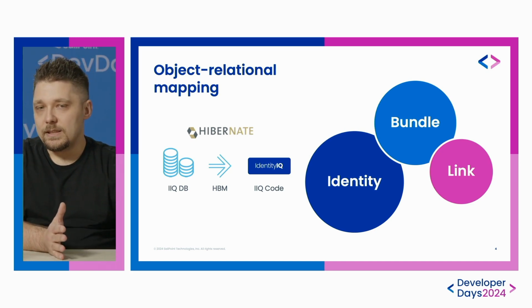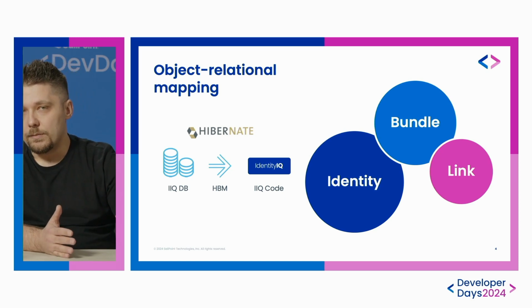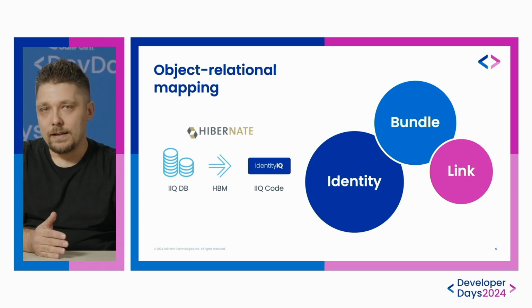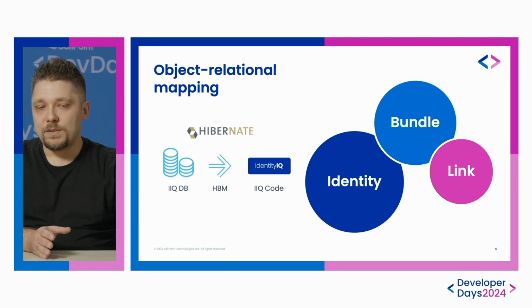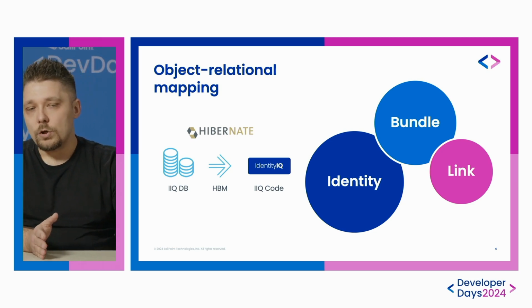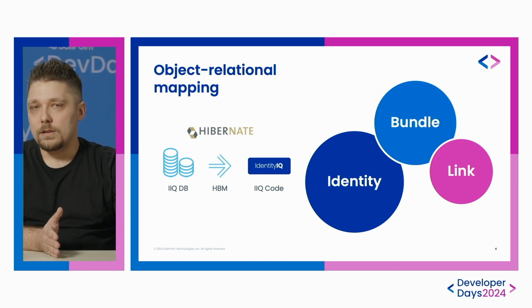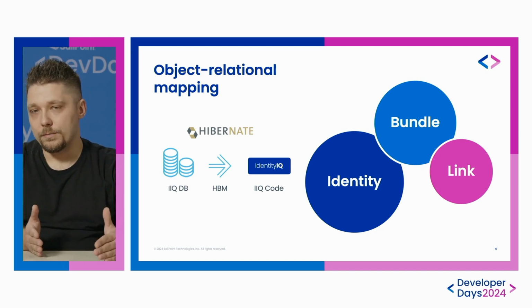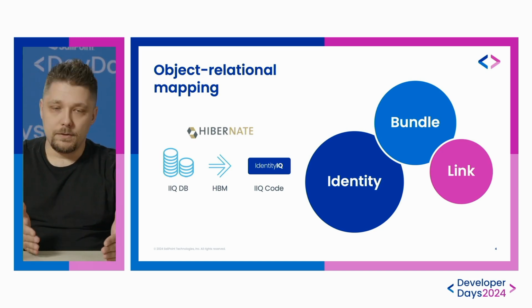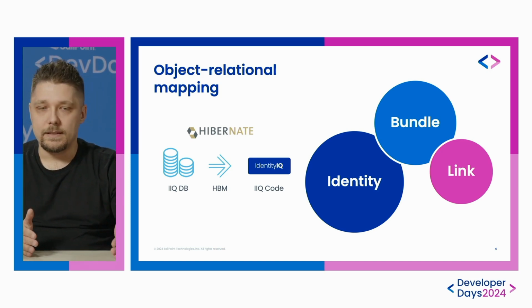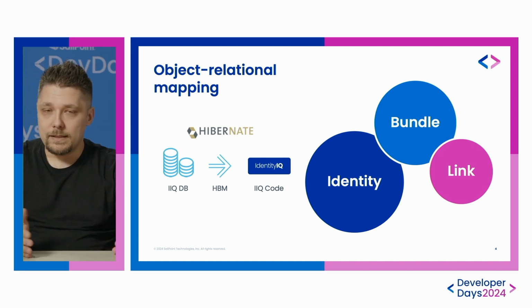That's just because we have object relational mapping, which in IdentityIQ is implemented via Hibernate, right? Simply speaking, Hibernate is responsible for mapping objects, which we know in the code, into database tables, rows, and columns. By default, as you know, we have identity, bundle, and link. There are hundreds, I believe 143 standard SailPoint objects, which you can use if you really need.